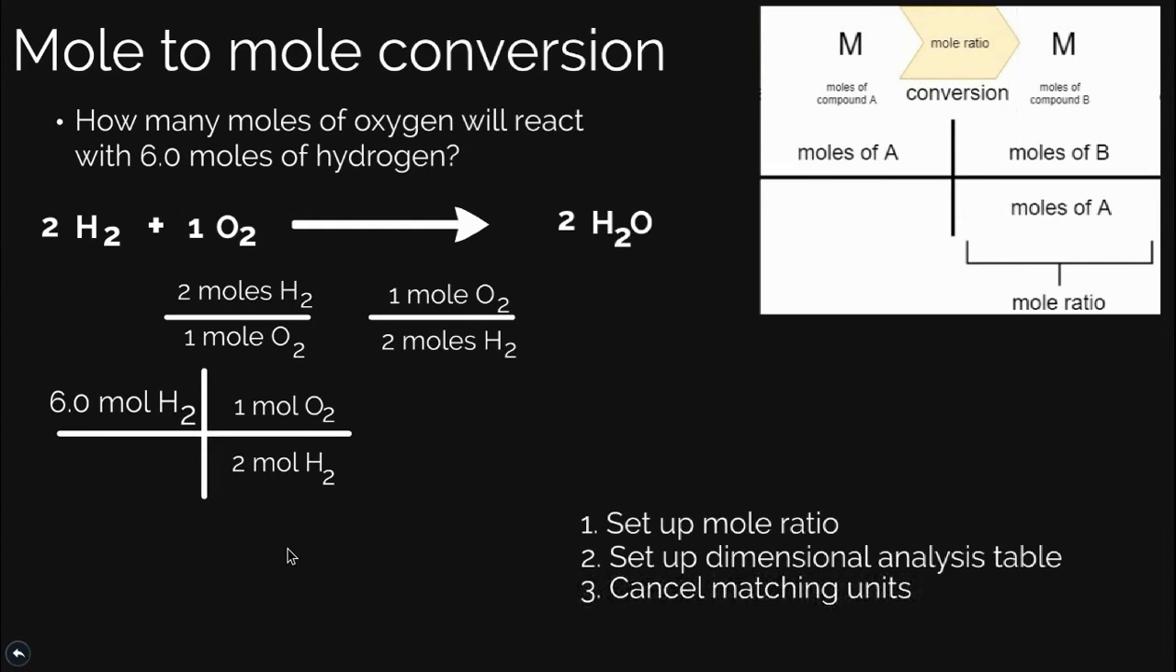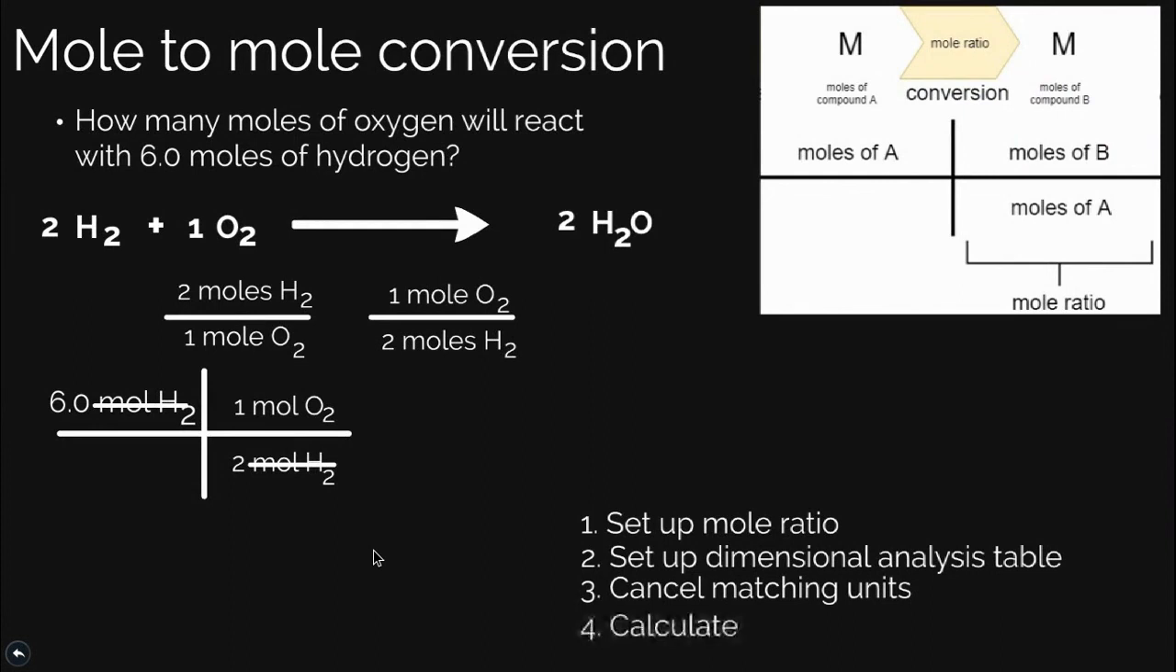Step number 3 will be to cancel the matching units. This is just to make sure that you did set it up right and that you're not doing anything wrong. So in this case, I have mole of H2 on my top left and mole of H2 on the bottom right, and this is matching my unit. So we'll cancel these out. Notice that if you had put O2 on the bottom, you couldn't cancel it with the H2 on the top. So that's why this other conversion factor, the mole ratio, wouldn't have worked. So it's a really good safety check to know that you're going through the problem the right way.